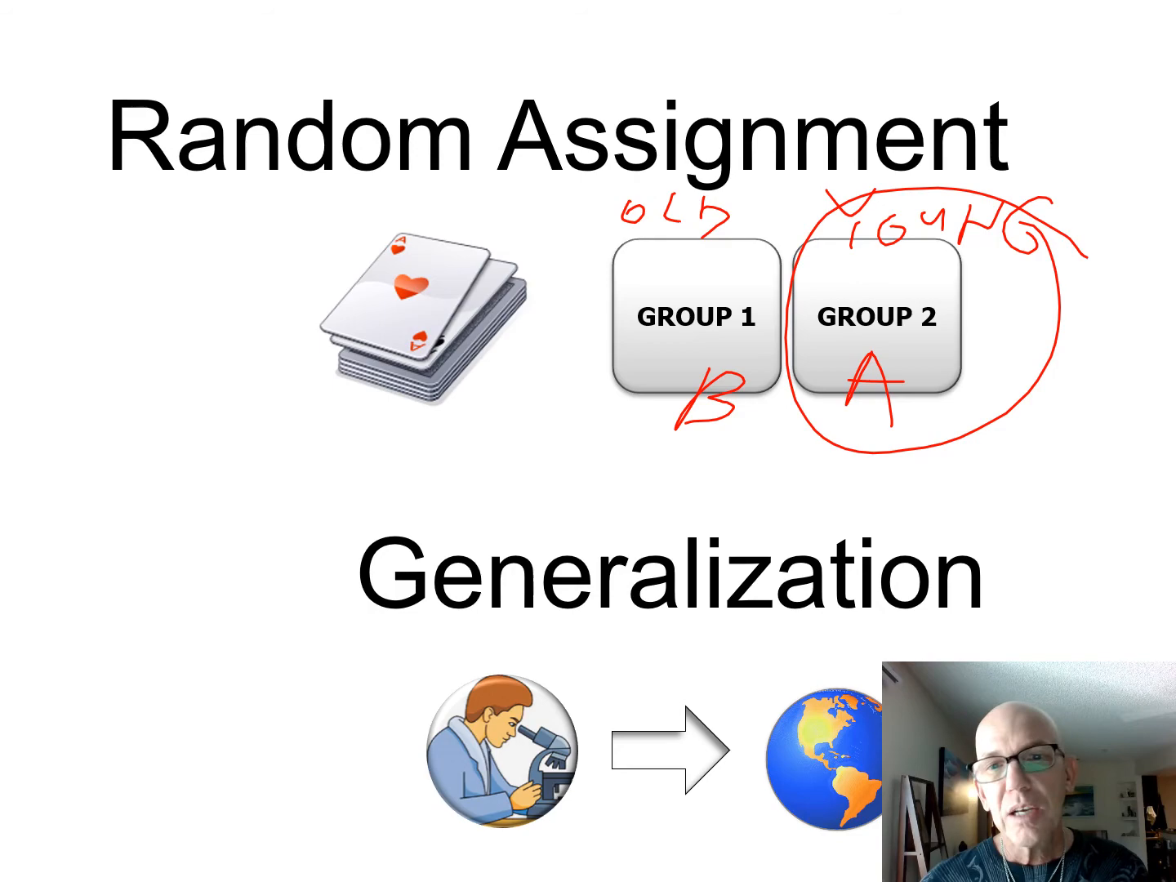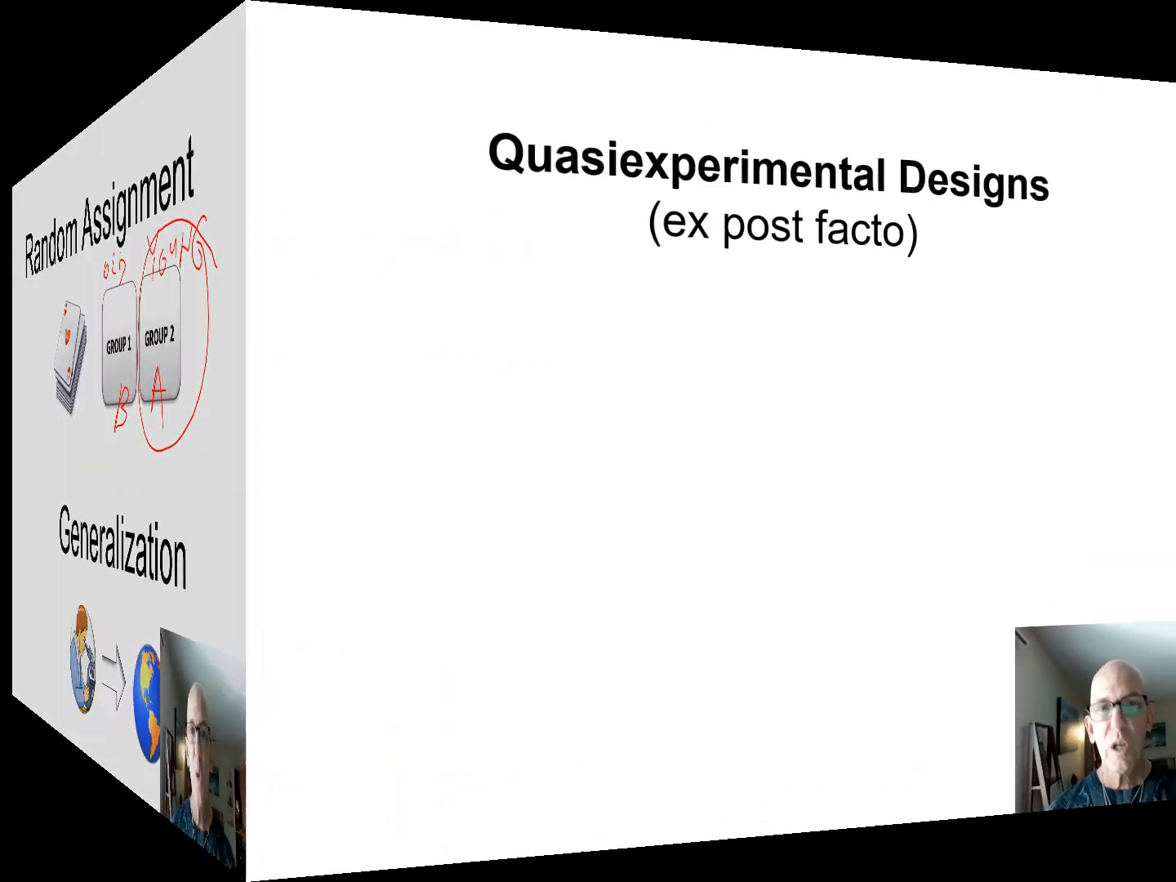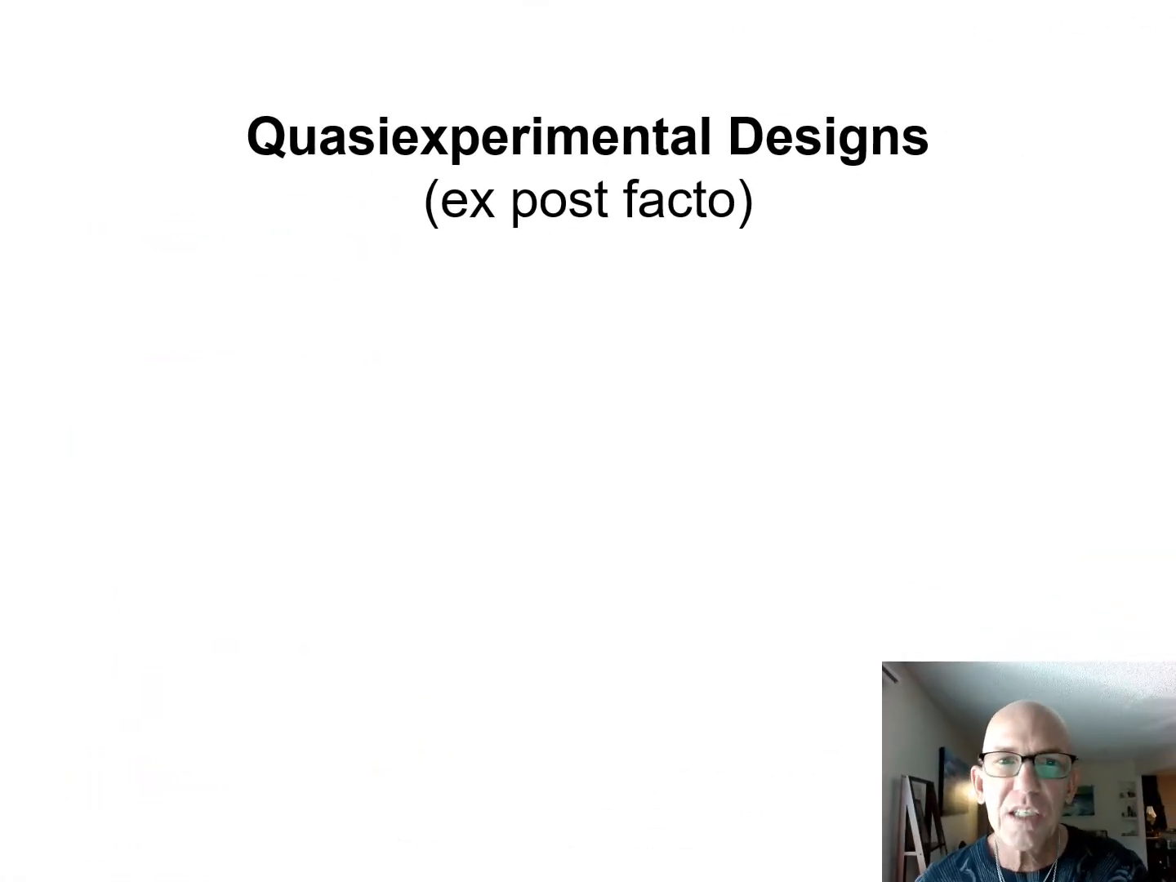Okay. Now, something that is relevant to this class that has to do with random assignment is this idea of quasi-experimental designs. I know this is a little out of order from your review, but there are these weird experiments, and it's relevant to gender, called ex post facto. What does that mean? After the fact.